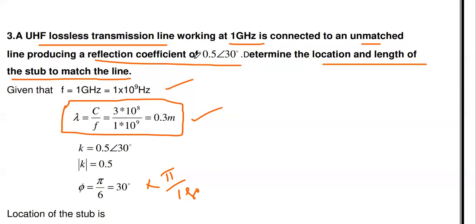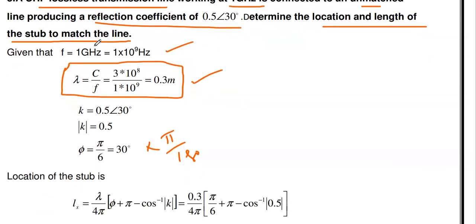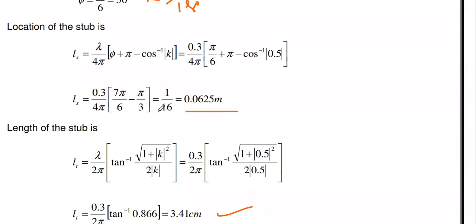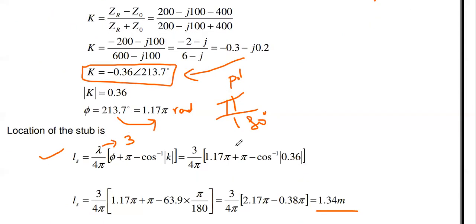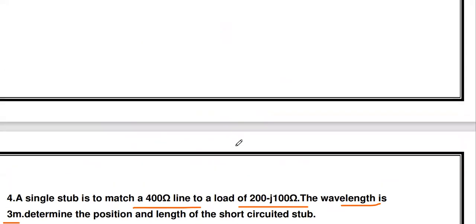And in the third problem, ZR is not at all given. Directly the reflection coefficient, modulus K value and angle are given, and the frequency is given. So from the frequency you calculate lambda, and from the reflection coefficient you just take the modulus of K and the phi value. Then using the same formula, you may find the answer. Then in the fourth problem, ZR is not given and the wavelength is directly given. So similarly you just solve the problem. So you just practice all these 4 problems.